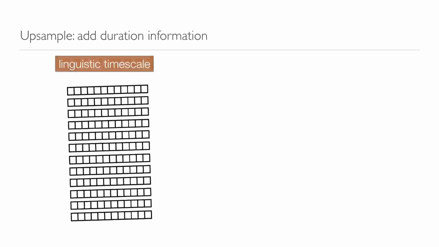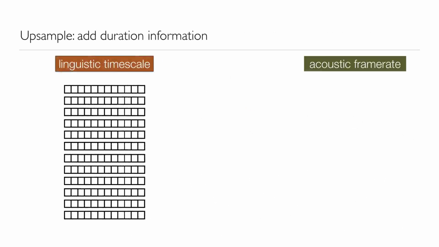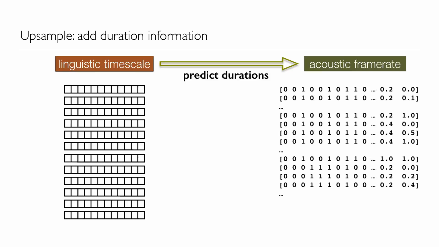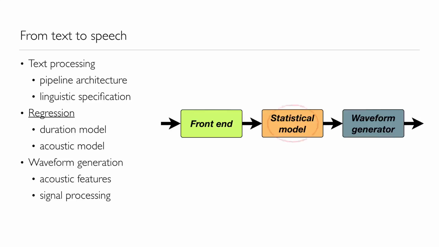So we take this thing at linguistic timescale, and through various procedures, including predicting durations, we'll get up to acoustic timescale. So we're going to have to do something about duration here. Linguistic objects don't have durations attached to them, but acoustic things have duration because they're instantiated. And then we're ready to do regression. So that thing on the right is the input to our regression model.